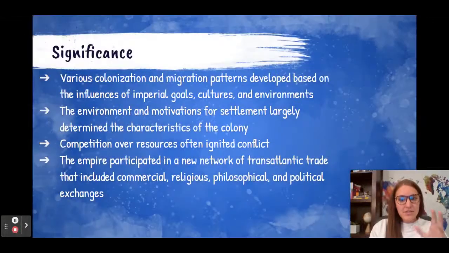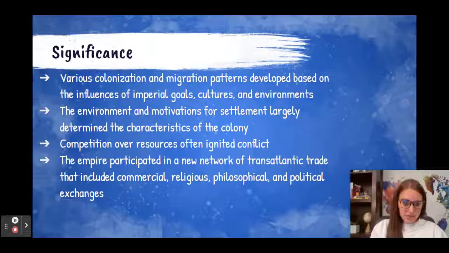But ultimately, the significance here is to be able to understand that various colonization and migration patterns developed based on the influences of imperial goals, cultures, and environments. So what you're going to see happening in period 2 is that the British North American colonies are going to be vastly different from the Spanish, from the Dutch, and from the French. And the environment and motivations for settlement largely determine the characteristics of the colonies.